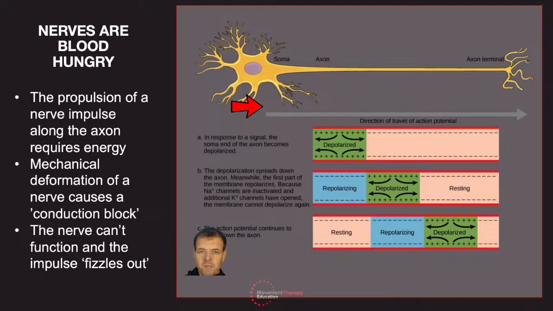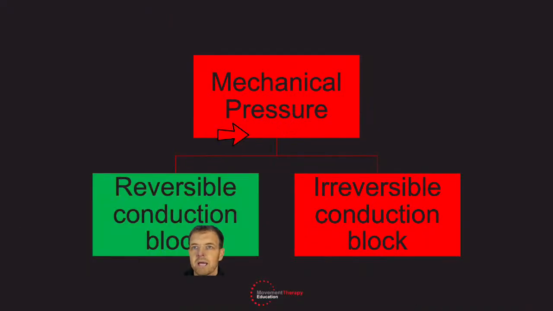So whether it's information going to the periphery, so motor nerves, or information coming back, so sensory nerves, there can be a deformation to both or either or none. Okay, so it depends. The nerve can't function, and then the impulse just fizzles out. Okay, so it just doesn't really go anywhere. A bit like a damp firework. Okay, so then we looked at the different types of mechanical pressure, reversible and irreversible blocks.